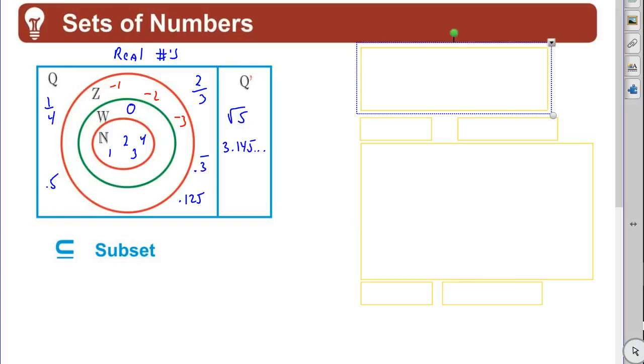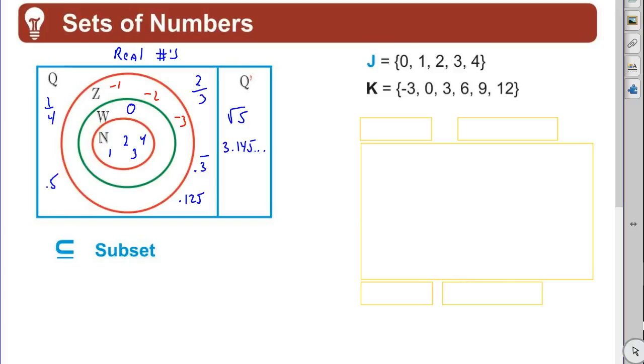Okay, so let's keep up with this quick review. Hey, we got two sets. J is 0, 1, 2, 3, 4, and K is -3, 0, 3, 6, 9, and 12. Remember what that symbol means? The green symbol in between the J and the K? And hopefully you're thinking intersection. We want to intersect them.